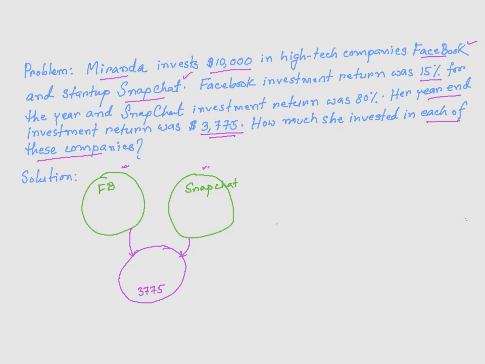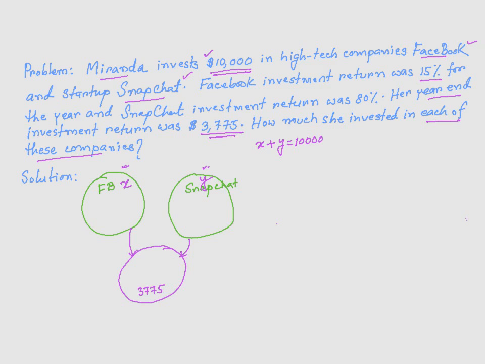So let's say we assume she invested X dollars in Facebook and she invested Y dollars in Snapchat. Then this X dollars and Y dollars, by the way, should be her total investment. So that means X plus Y must be her total investment, which is $10,000. So X plus Y is 10,000.